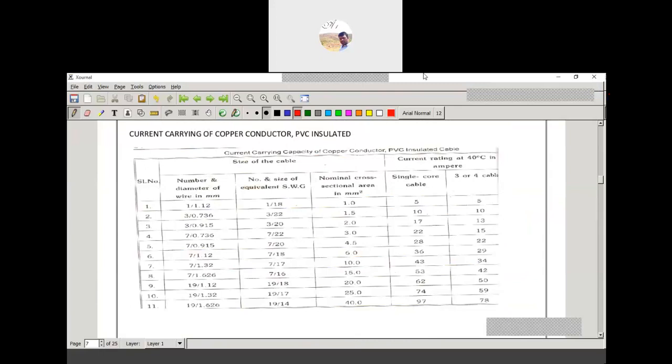So if you want to purchase the wire, we have to use this. 1 by 18, 7 by 22. That is the size. Okay, the size, number and size of the equivalent SWG.